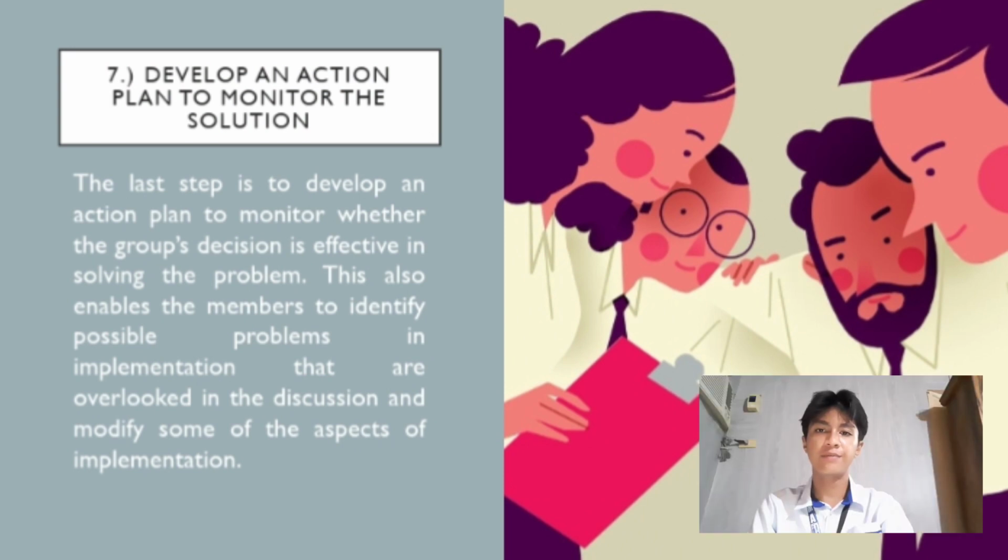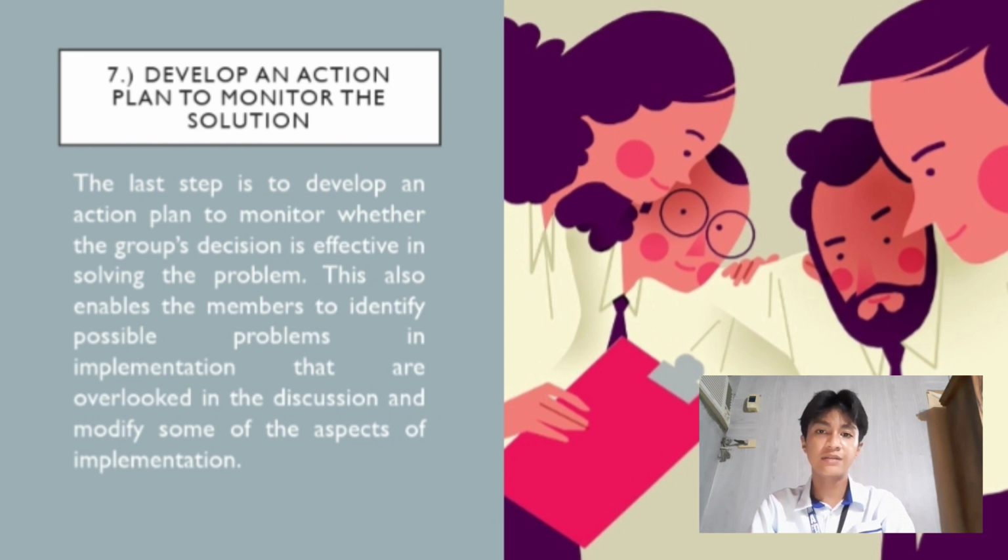The last step is to develop an action plan to monitor whether the group's decision is effective in solving the problem. This also enables the members to identify possible problems in implementation that were overlooked in the discussion and modify some aspects of implementation. The last step is all about having an extension plan in order to secure and ensure that everything would go according to plan in the group's discussion.